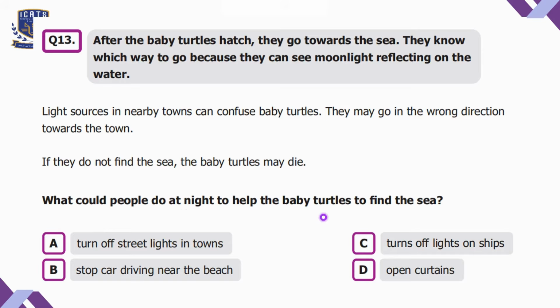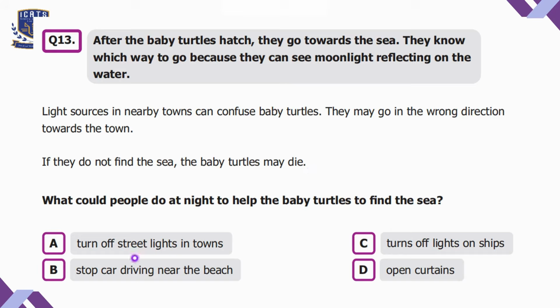So, to help the baby turtles find the sea after they hatch, it is important to reduce or minimize the artificial light that can confuse them, because baby turtles naturally move towards the brightest horizon, which is usually the sea under the moonlight. So, lights from the towns can distract them, which can cause them to move towards the inlands where they may die or be in danger.